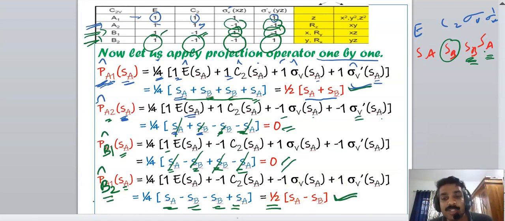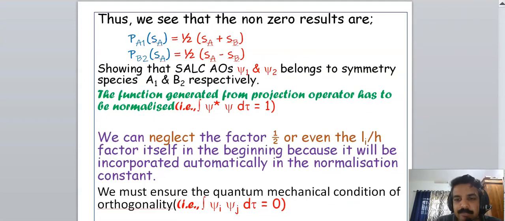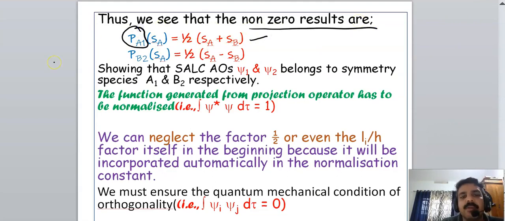Okay, so we get only two linear combinations, two SALCs, that is 1 by 2 into SA plus SB, that belongs to A1 symmetry, and 1 by 2 into SA minus SB, that belongs to B2 symmetry. That is our next slide. We see that there are two non-zero results, 1 by 2 into SA plus SB, that belongs to A1, and 1 by 2 SA minus SB, that belongs to B2, showing that the LCAOs, SALC atomic orbitals psi1 and psi2 belong to A1 and B2 symmetry respectively.